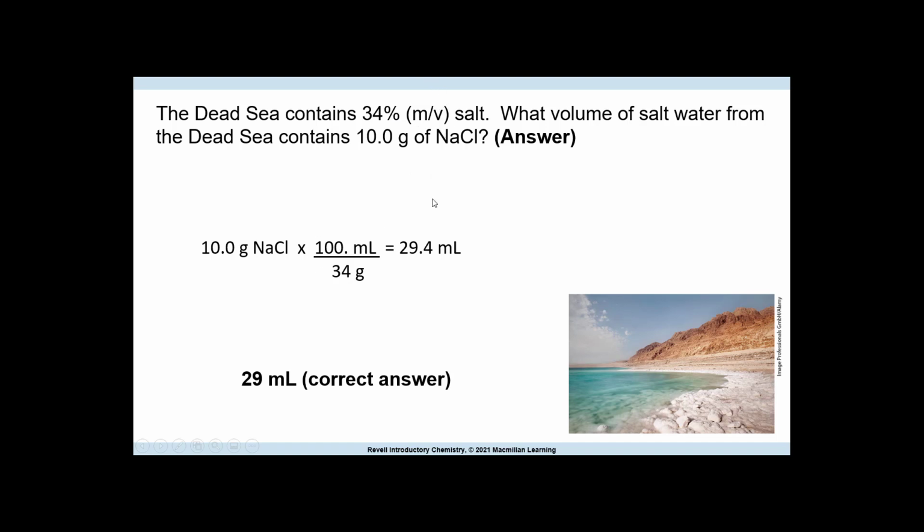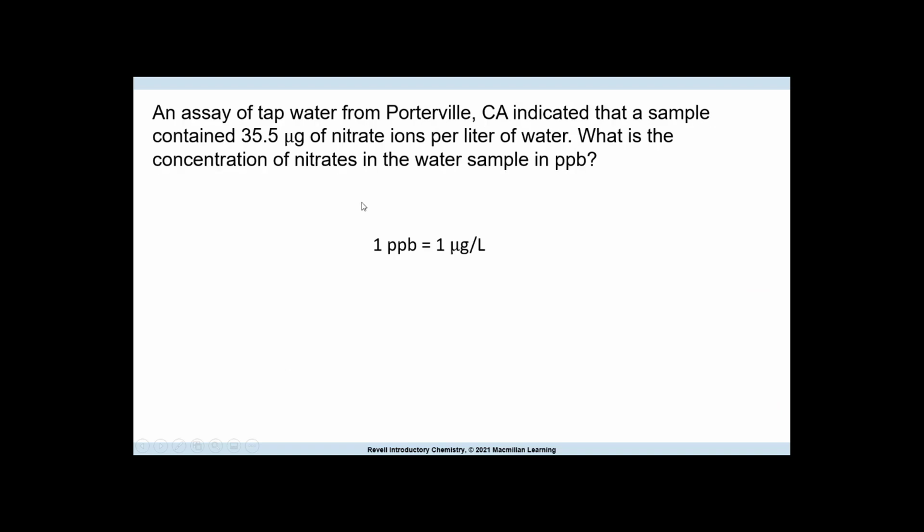Because it's volume. And I think I mentioned it's usually always out of 100 mils. If it's not, it's got to be 100 liters, and you're going to have to change the units to adjust everything. So when you're doing these, it always tends to be 100 mils. So you adjust it. Grams are on the bottom, 100 mils is on top, and you're going to need 29.4 mils in order to contain 10 grams of sodium chloride.